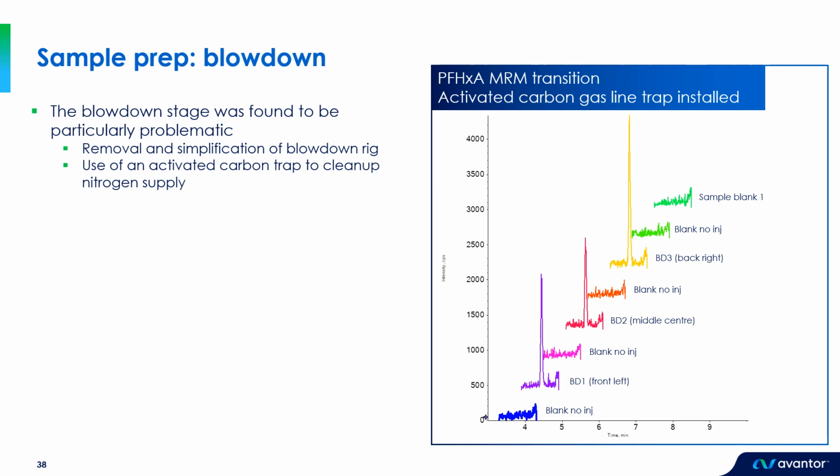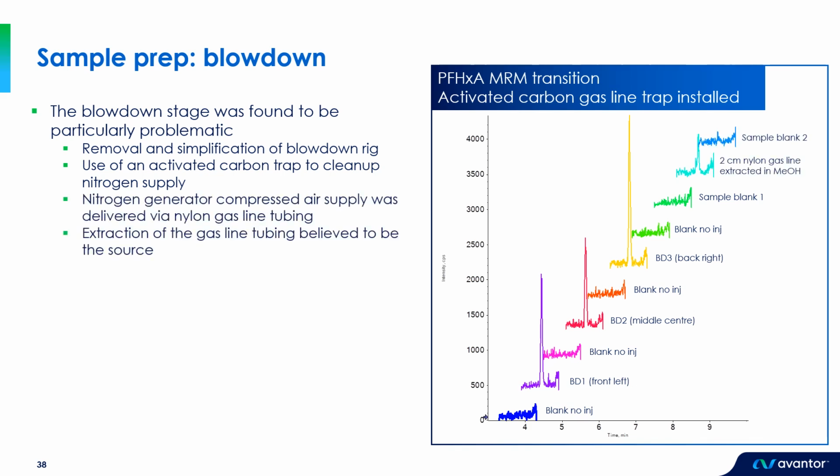Next, we tried to alleviate the problem using an activated carbon trap to clean up the nitrogen supply, but again, that had no impact. The nitrogen generator we were using was actually fed from a compressed air supply, and this air supply was delivered via a long network of nylon gas lines running through the ceiling. When we took a piece of this nylon tubing and extracted it in methanol, we got a hit for PFHxA. So we were quite surprised to find that it appeared to be the gas line tubing itself that was causing the issue.